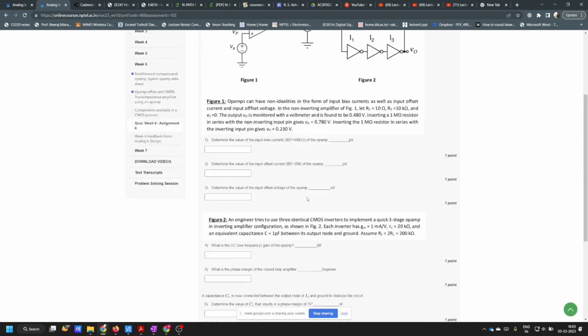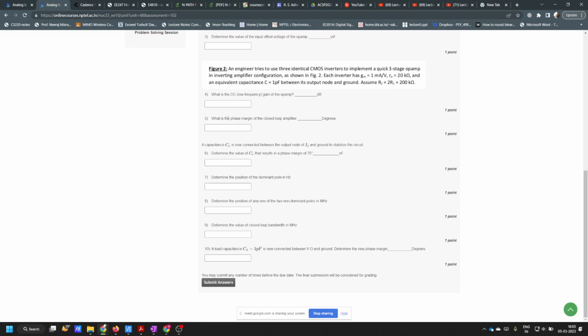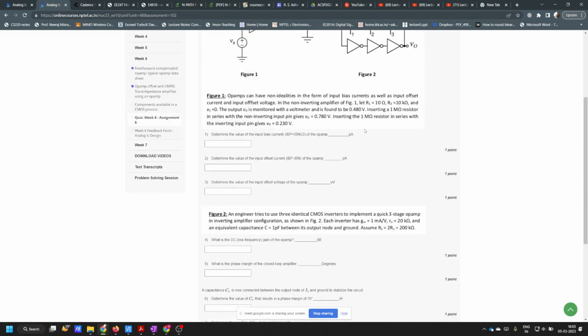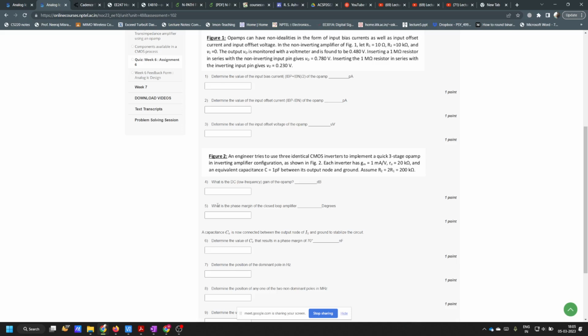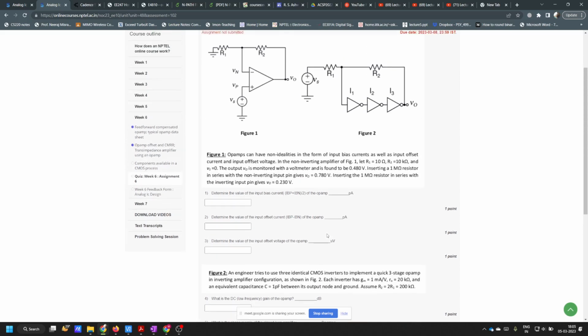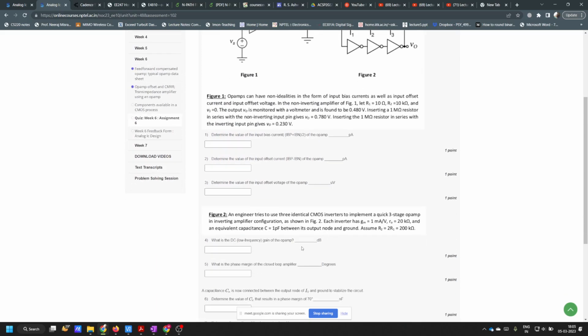Fifth question: what is the phase margin of the closed loop between the output node and the ground? So what was your question? Sir, should we be doing the whole analysis for the Miller capacitance circuit? I don't think there's a Miller capacitance here. Just the same analysis, we should do it again, like we need the pole frequencies. There are three poles. Whatever you are required to do, you will have to do.